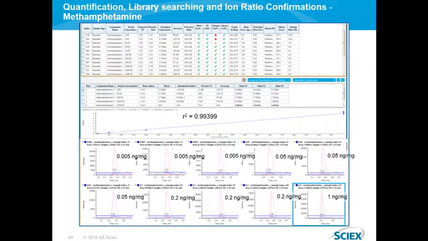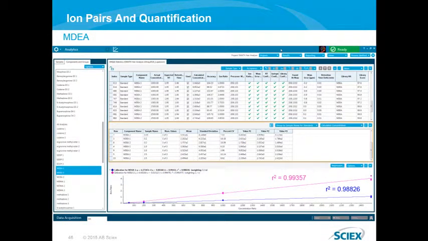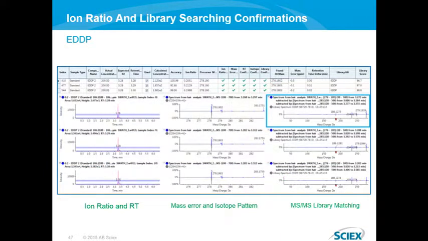Here are other results on methamphetamine with the calibration curve, the statistics results table, and the ion ratio calculation with tolerance lines on chromatograms. Here is another example with two ions for a compound, the compound MDA, and the quantification with the calibration curves at the bottom. Another result is the identification of EDDP thanks to the ion ratio, the expected retention time, the mass error, the isotopic pattern, and of course the MS-MS library matching.